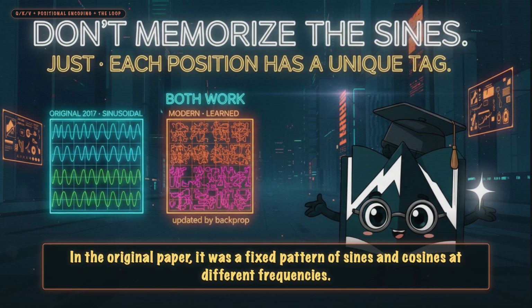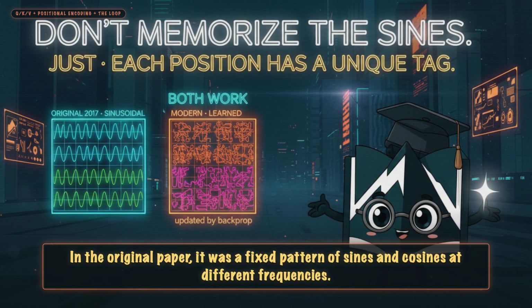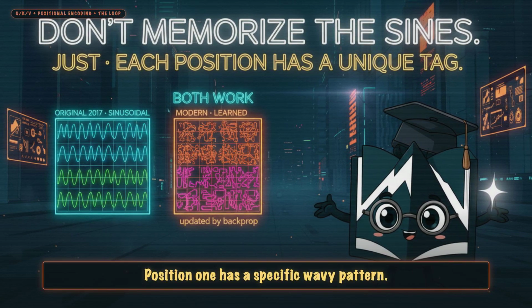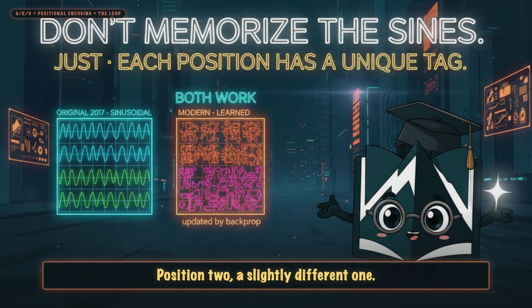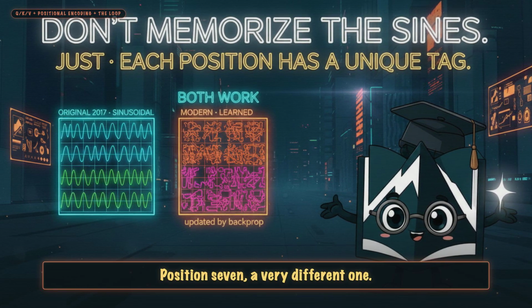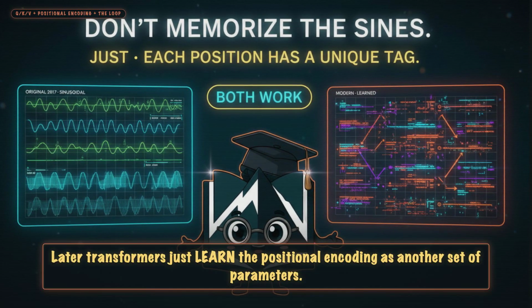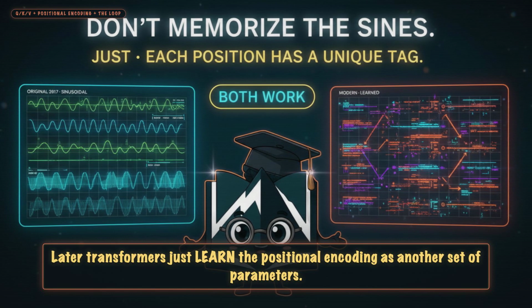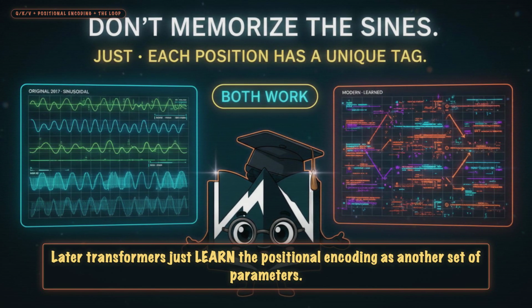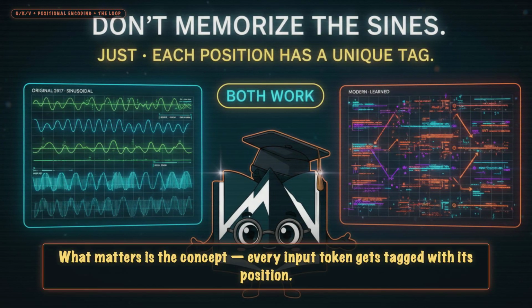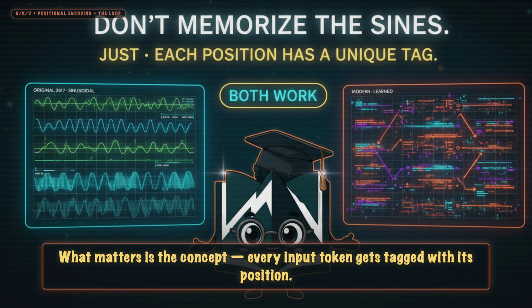What does the positional encoding actually look like? In the original paper, it was a fixed pattern of sines and cosines at different frequencies. Position 1 has a specific wavy pattern. Position 2, a slightly different one. Position 7, a very different one. But you don't need to worry about the specific math. Later transformers just learn the positional encoding as another set of parameters. Both work. What matters is the concept. Every input token gets tagged with its position.